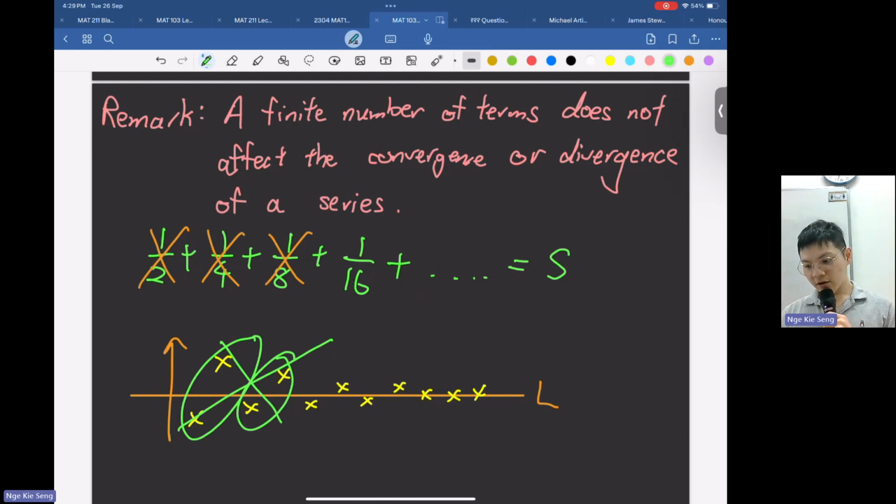Because what's the convergence of a sequence? What's the definition? Last time I asked Lohao, does he still remember? When does a_n converge to L? What's the definition of a sequence converging to L?